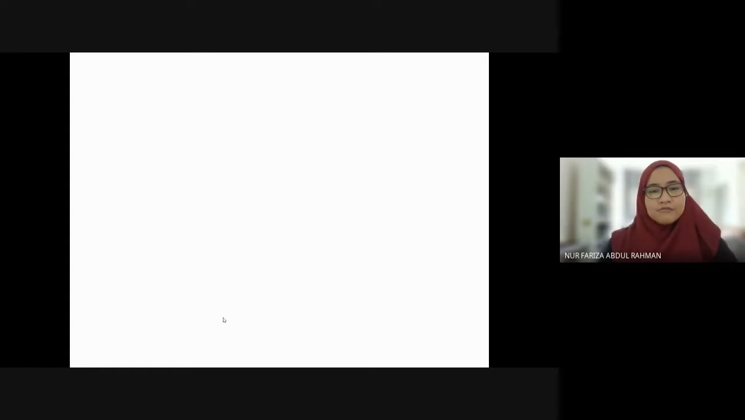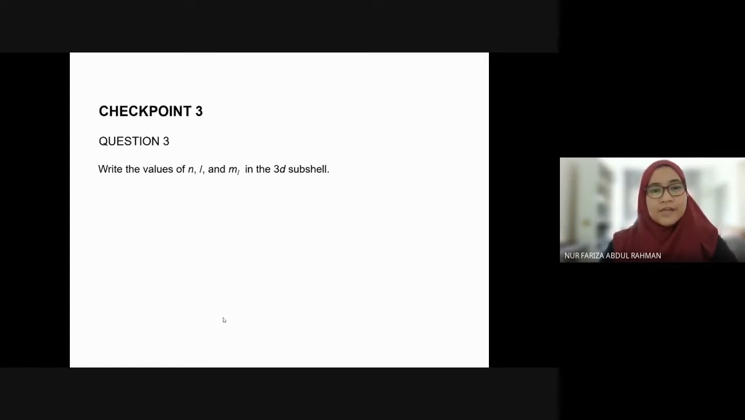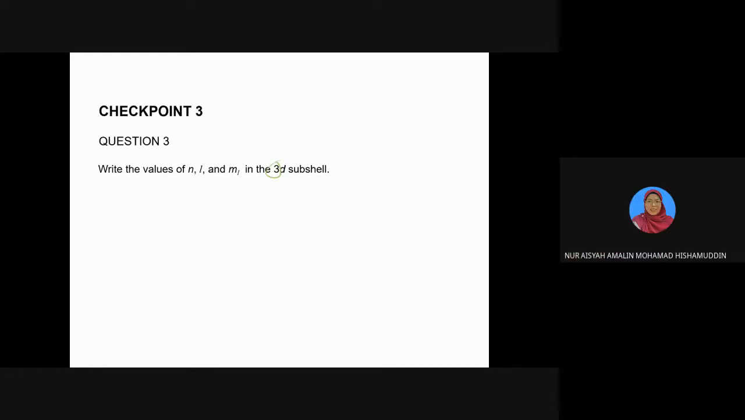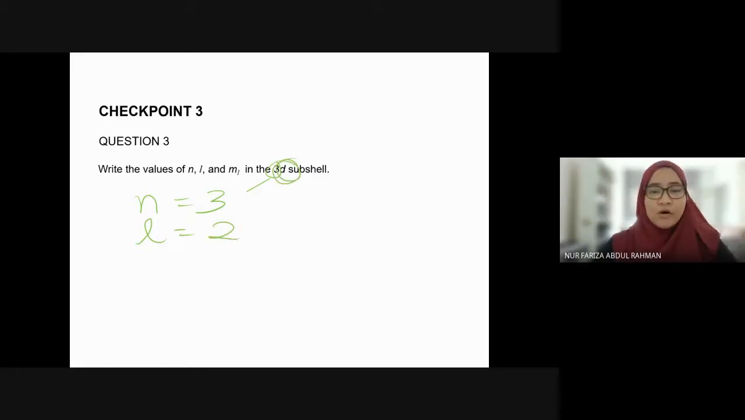Alright, so now let's move on to writing the values of N, L, and ML in the 3D subshell. What would be the N, guys? 3. Okay, so this is the N. And then how about the L? 2, because we are talking about D now. Unless they ask with N equal to 3, then we could list out the L: 0, 1, 2. Now it is already specified in the question that the subshell is the D subshell or D orbital, so the L should be 2. 2 is equal to D. How about the ML?